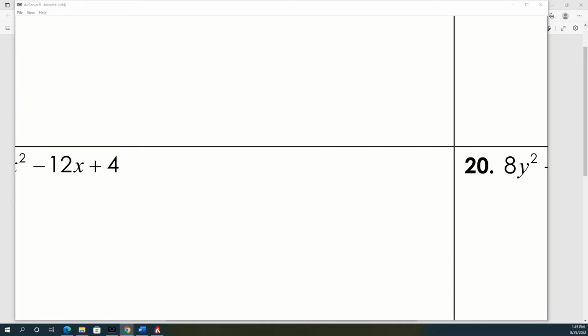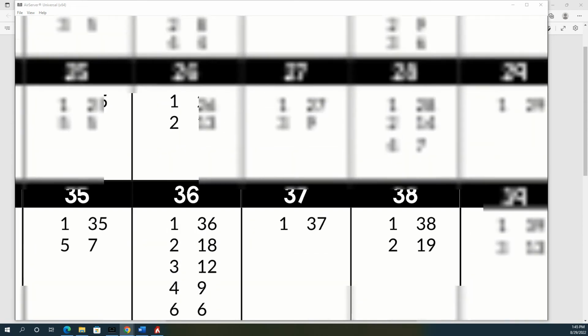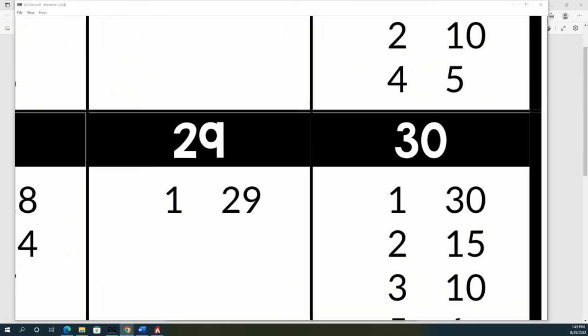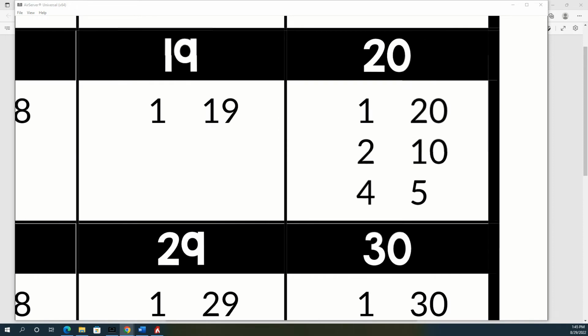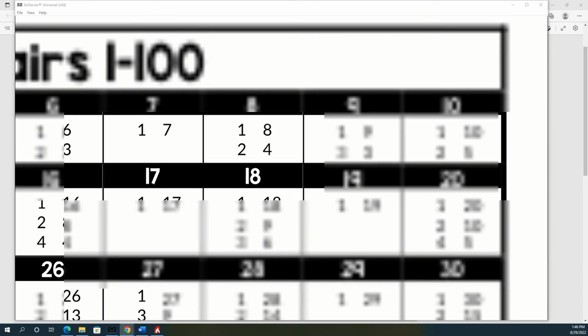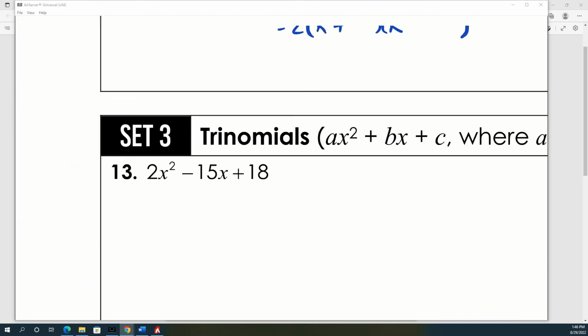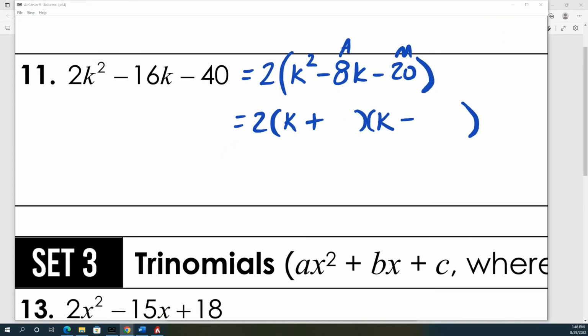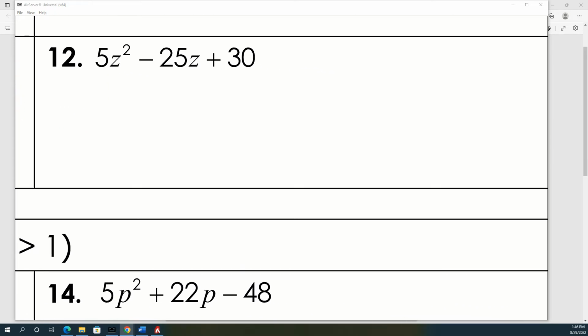Then you go to your chart for 20, and we're looking for numbers that multiply to get 20 and add, or technically subtract, to get the negative 8. That is going to be 2 and 10. Now, because I want a negative 8, I want the bigger number to be negative. So that's it. It's a little extra step at the beginning, and then doing the exact same thing we did previously.